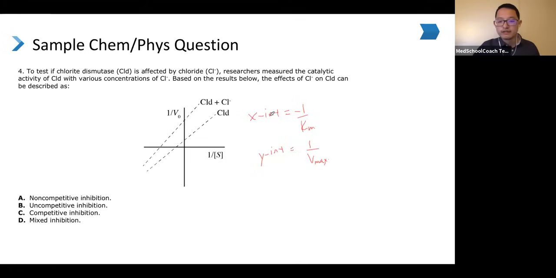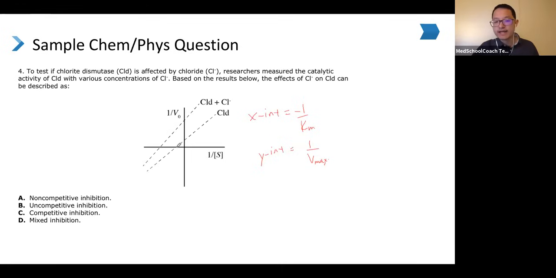First of all, you can note that the x-intercept changes. The x-intercept with or without the chloride is not the same. That means Km has to change. And if Km changes, in this case, it actually doesn't end up being super helpful in eliminating answer choices because Km changes in all of these. But the next thing you can think about is, how does the Km change?